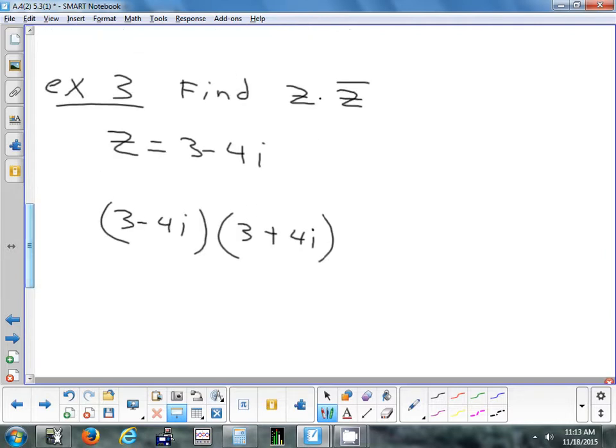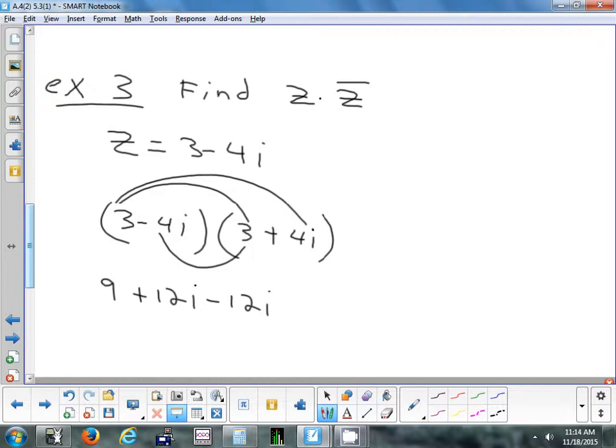Okay, Dakota, what's the first thing I multiply? 3 and 3. 3 times 3, which is 9. Okay, Jackie, what's the next thing I would do? 3 times 4i, which is 12i. Okay, and Brandon, next thing? You do negative 4i and 3. Good. Negative 4i and 3, which is negative 12i. And the last part, we have a negative times a positive.